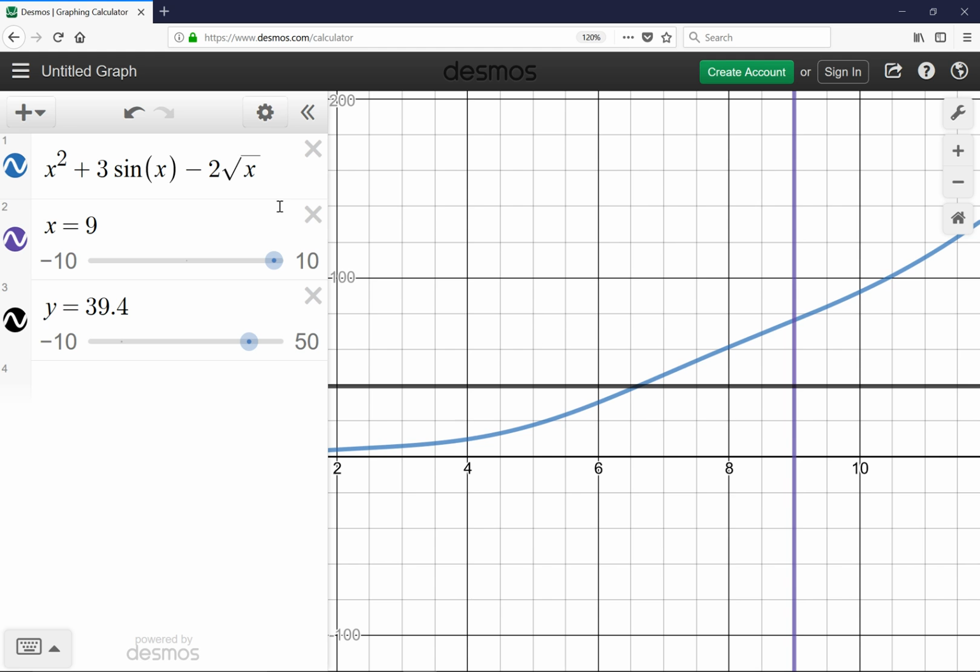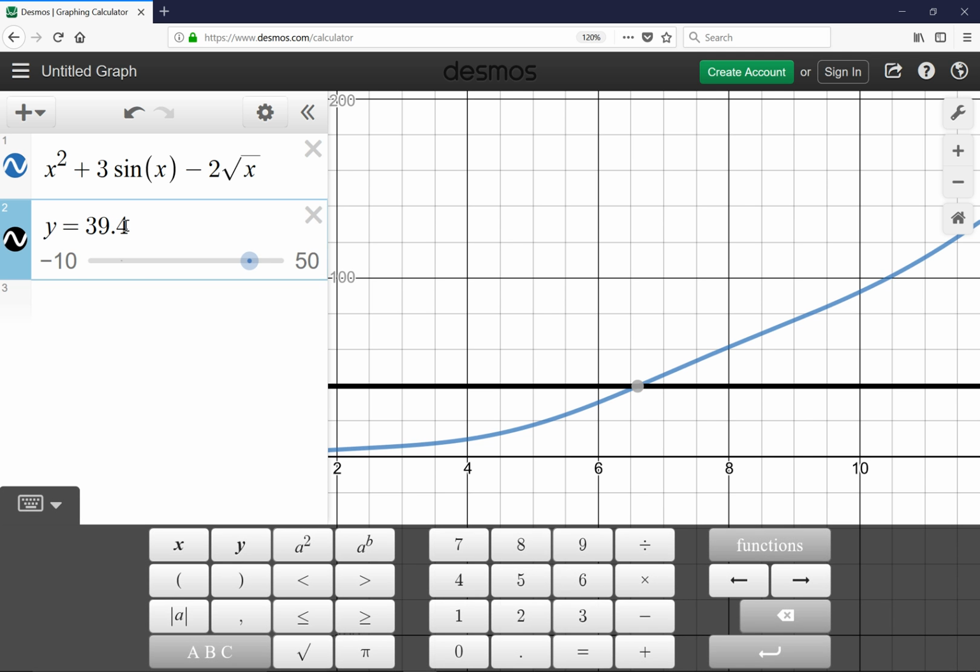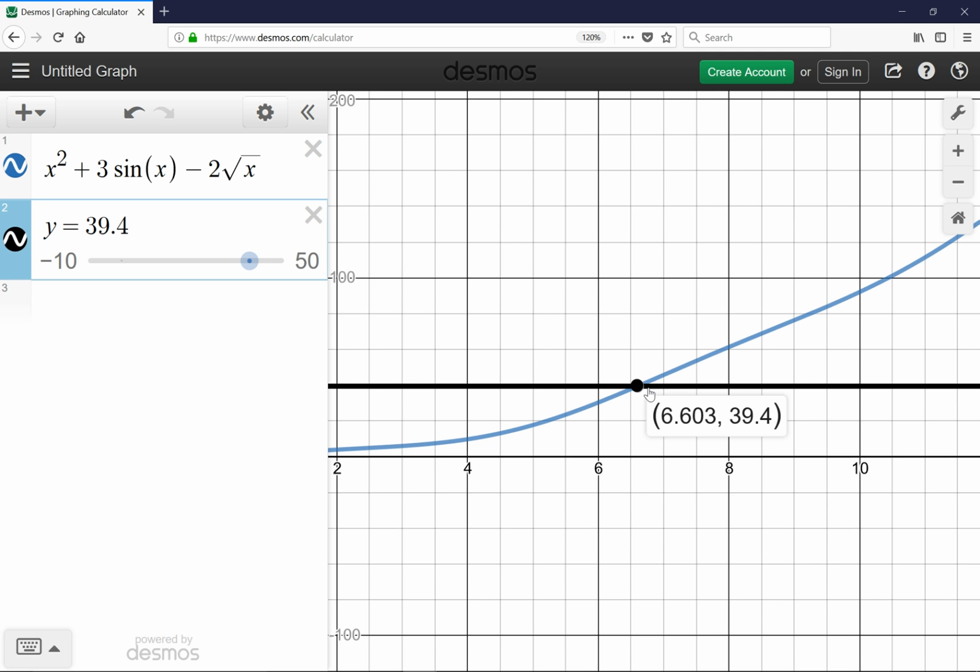And so there is our average value of a function right there. And so that's my actual function, x squared plus 3 sine x. That's the original function. And I set it equal to 39.4. Where they cross right there, 6.603, that is where it actually takes on the average value. And again, it must occur between our endpoints.